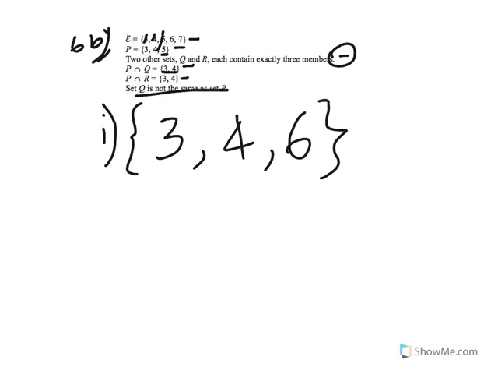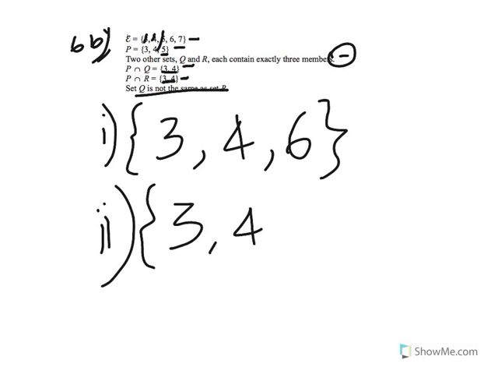Now the members in R should be 3 and 4, because P and Q have 3 and 4 in common with R. P and R have 3 and 4 in common. And it should be the other number, not 6, because Q and R cannot be exactly the same. So that means that it should be 7, which is the other number that is possible in this whole question.